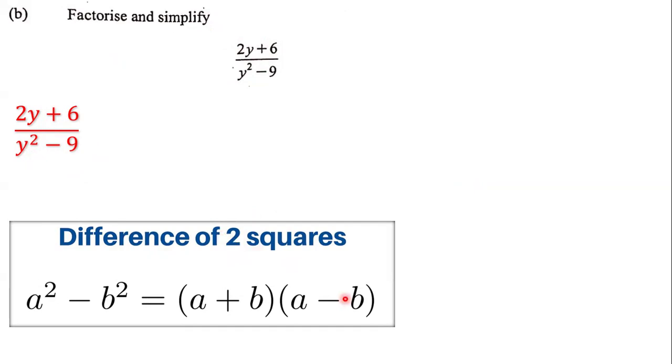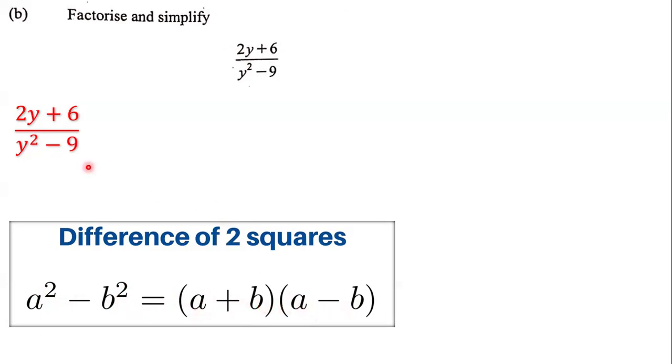And the difference of two squares formula states the following. A squared minus b squared is equal to a plus b multiplied by a minus b. And so what this is basically saying is that you take the square root of a squared, and that gives you a. And then you take the square root of b squared, which is b, and then you add them and then you subtract them.